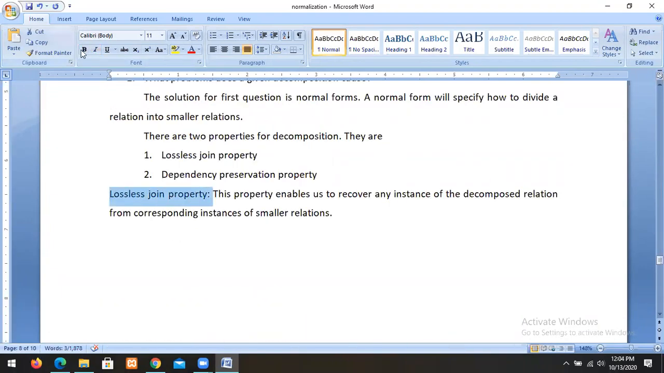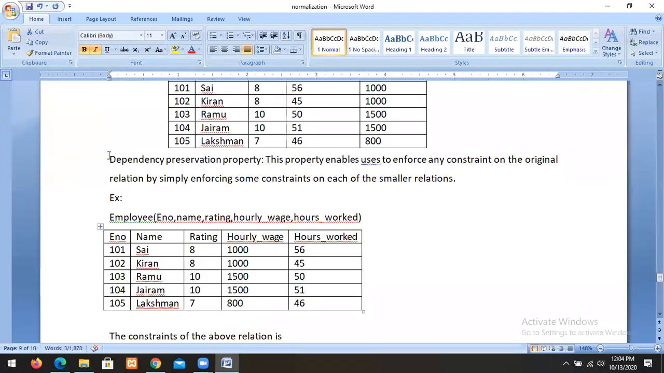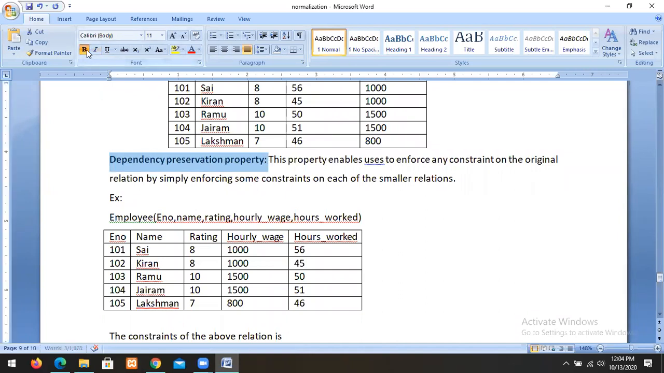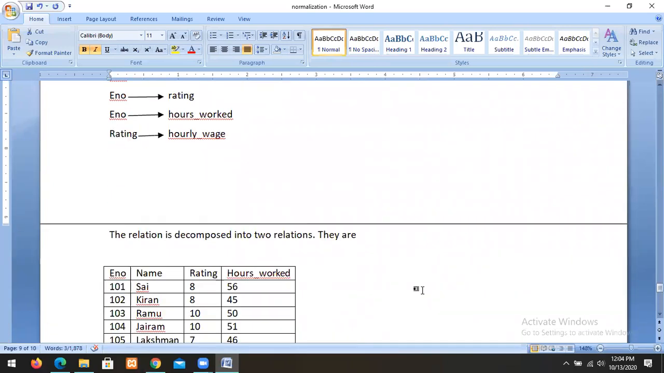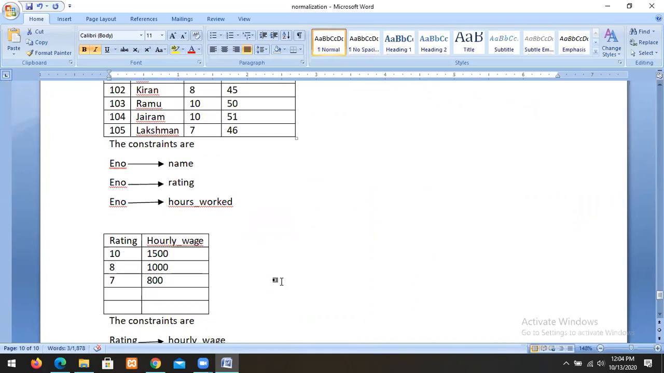So this is about the lossless join dependency property, and this is the dependency preservation property. What the dependency preservation property means is that when the original relation has some constraints, it is necessary to enforce some constraints on the smaller relations also. If such a thing happens, we call it this. This is about schema refinements.